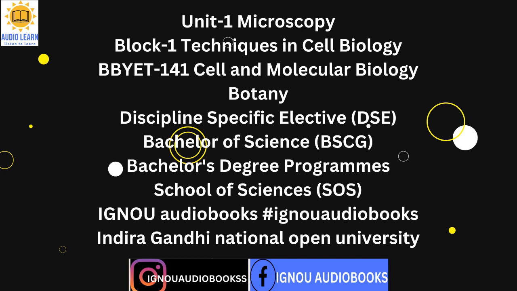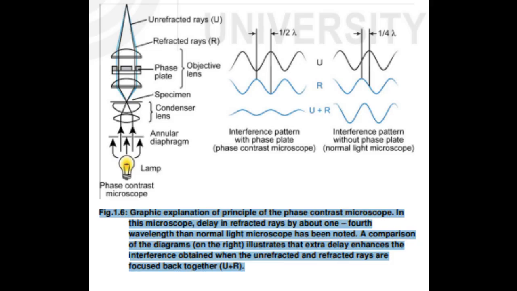Dark field microscope. In this type of microscope, the condenser is modified, which directs light obliquely on the specimen. This results in deflection or scattering of light.